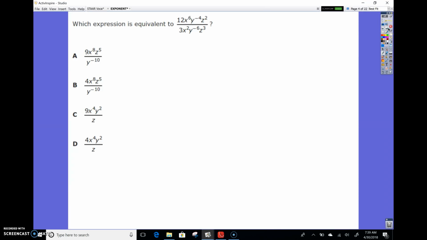Okay, which expression is equivalent? Remember the big numbers, the coefficients, you just divide like normal. 12 divided by 3 is 4. Now you're going to look. Remember, there's a top and a bottom, so for x it's 6 minus 2, for y it's negative 4 minus negative 6, and for z it's 2 minus 3.